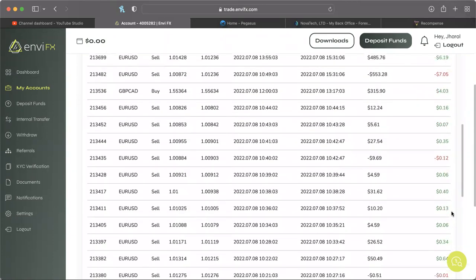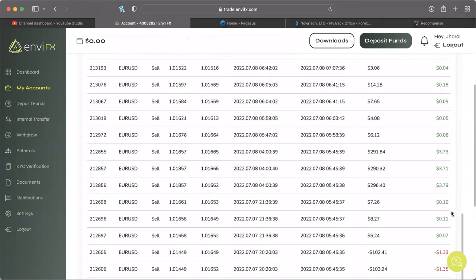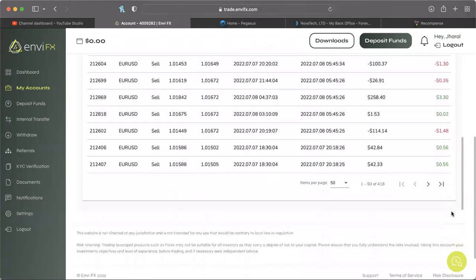Not every trade is going to win, but it does have a winning track record. I'm seeing a lot of green. All right. And you can go back 418 pages, which I'm not going to do.